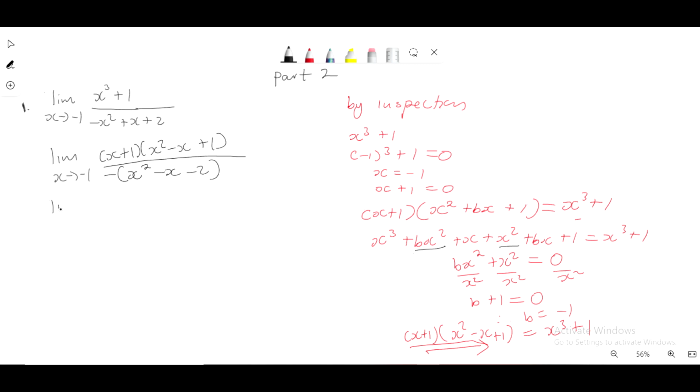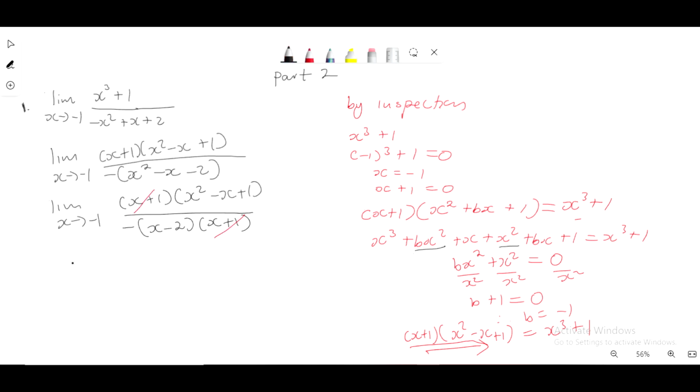Okay, so now can we factorize this further? No, we cannot factorize this further. So let's try to factorize the bottom. So the bottom can be factorized as x minus 2 times x plus 1, you see. So something from the top must cancel something from the bottom. So now I have x plus 1 at the top, I have x plus 1 at the bottom. So the x plus 1 is going to cancel x plus 1.